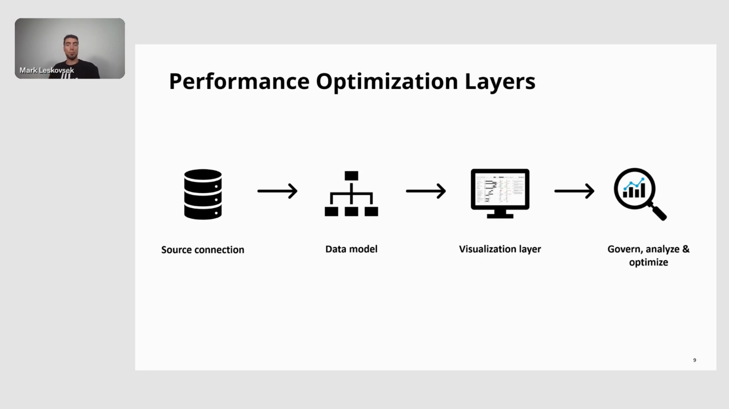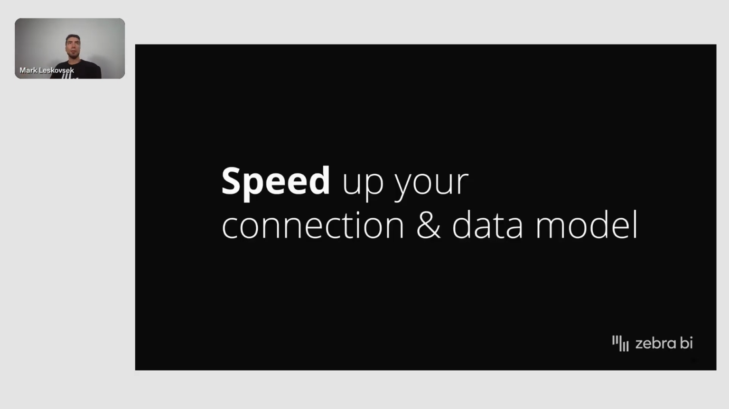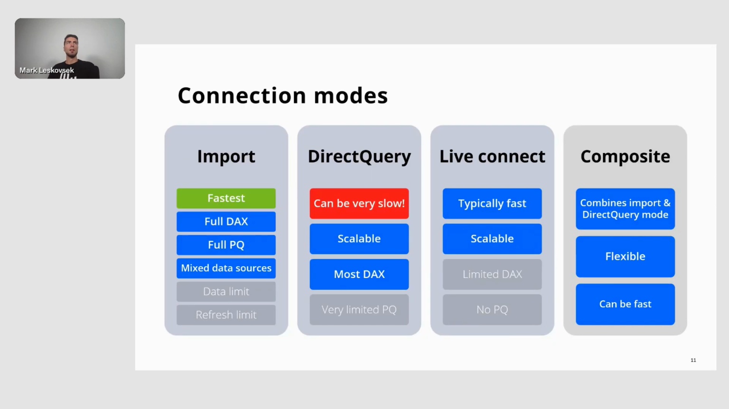However, from our experience with many cases, most issues are heavily reliant on the first two, right? So the data connection type and the data model, especially the data model. So what we need to do is, of course, speed up both the connection, right, and the data model, right? So the source connection that we're pulling from, of course, the source itself is a huge part of this, but what we can control in Power BI is the connection and the data model.